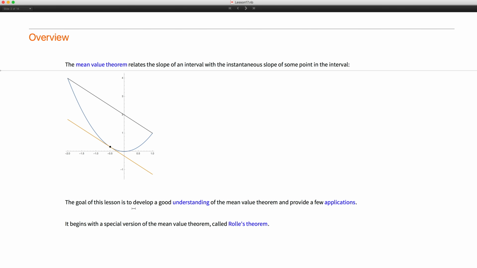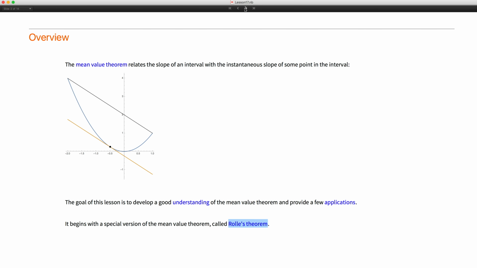So the goal of this lesson is to first of all understand the mean value theorem and then give a few applications of the theorem. But we'll begin with a special case of the theorem called Rolle's theorem.